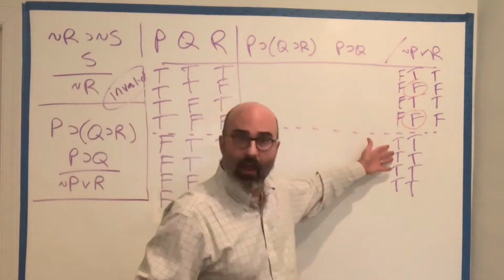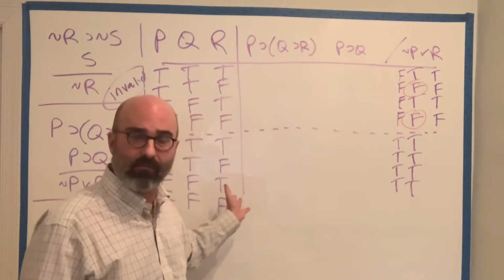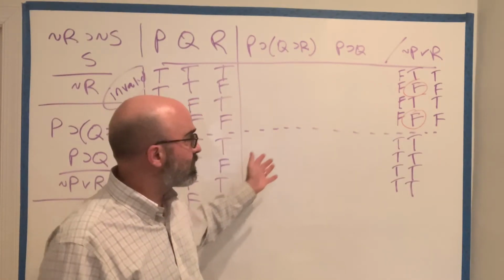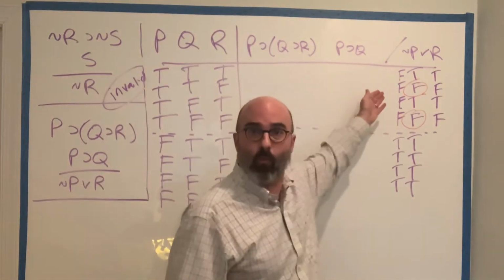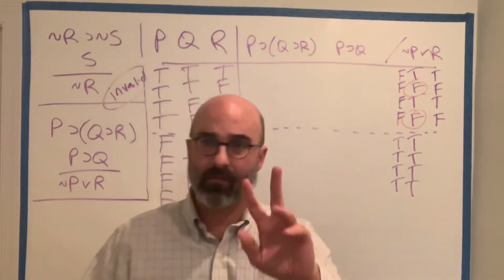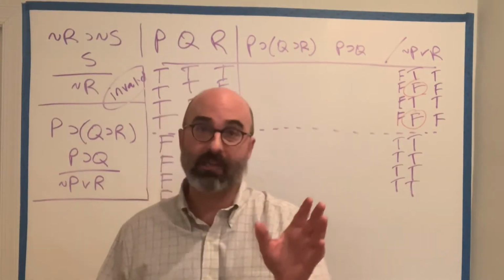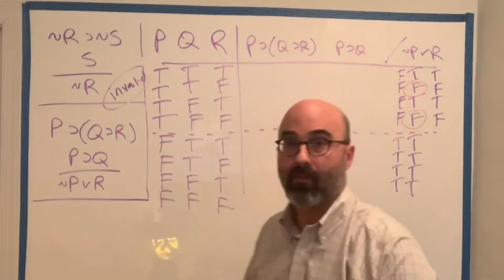Given the fact that this whole bottom part has got truths in the conclusion, we don't need to look at any of the truth values for the premises. Moreover, in lines 1 and 3, because the conclusion's true there, we don't need to look at the premises there. Only lines 2 and 4 are the places where we actually need to look for the premises being true.